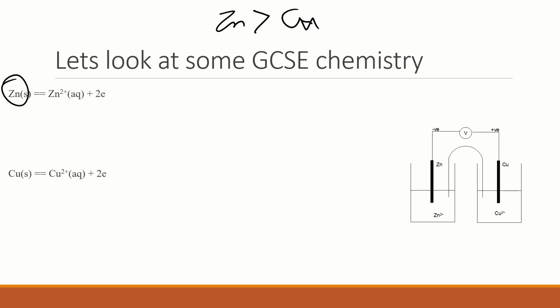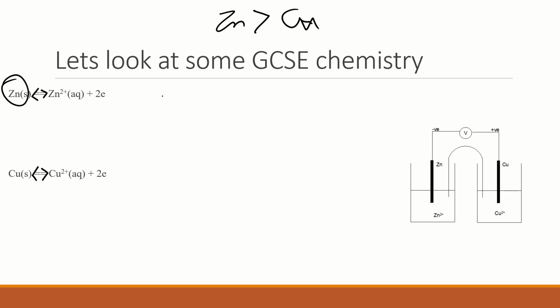Well, if you think about what happens to metals when they react, metals react by losing electrons. We can see in both the equations on the board at the minute that zinc reacts by losing 2 electrons, and of course copper also reacts by losing 2 electrons. Now, if we think about the fact that zinc is more reactive than copper, that means essentially that zinc is more enthusiastic about losing its electrons than copper. Or in other words, it takes less energy for zinc to lose its electrons than copper.